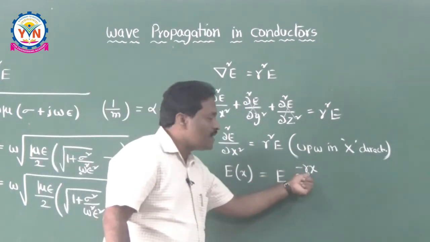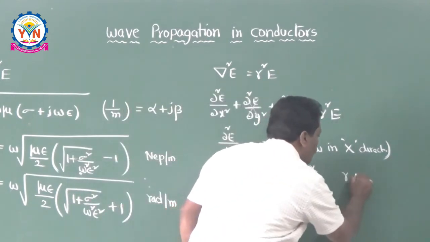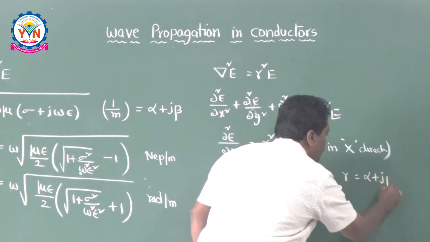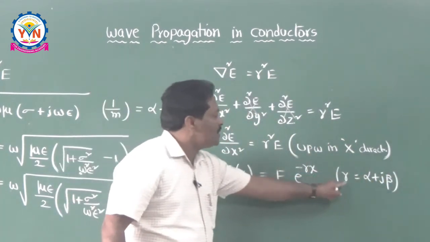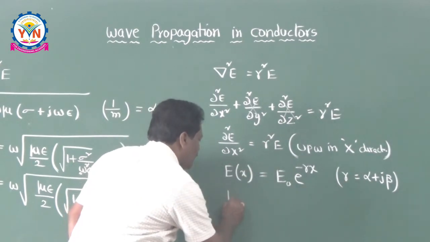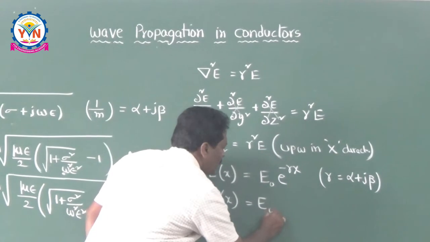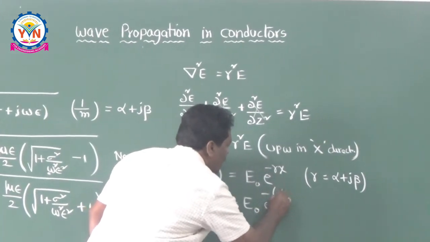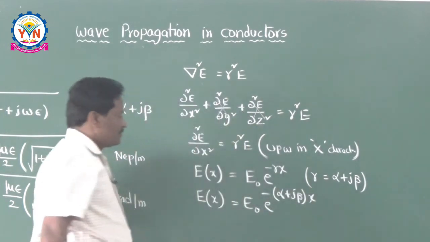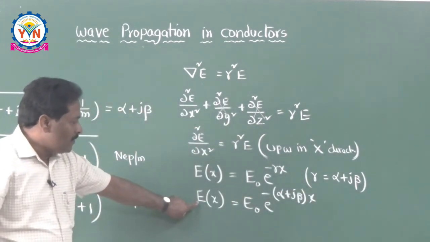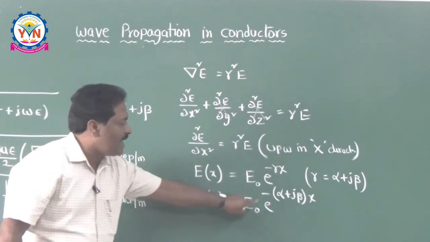So what is gamma here? It is nothing but a propagation constant. So gamma is equal to alpha plus j beta. This is nothing but the gamma. So substituting this gamma here, I can say E of x is equal to some E naught into e to the power of minus alpha plus j beta into x. This is nothing but the equation of an electric field which is varying with respect to the distance x.